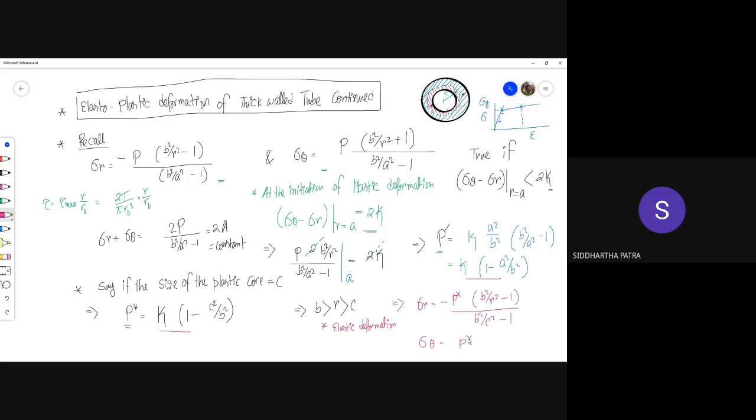So this quantity would be, as you can expect, this quantity. And you can check by substituting C over here that you get sigma r equals minus P.